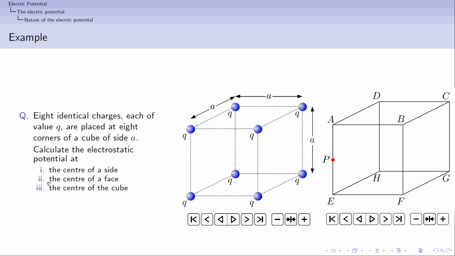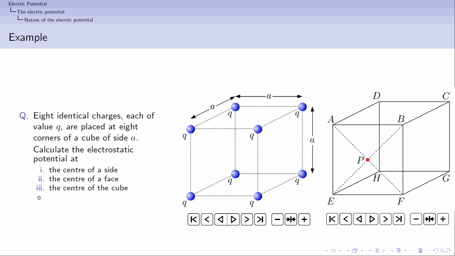Next, we have to find the potential at the center of a face. There are 6 faces, so it really does not matter which face you choose. All the faces will be equivalent. So in question number 2, we are supposed to find the electric potential at this point. Let's say I choose the face A, B, F, E. What is the potential at the center of this face?